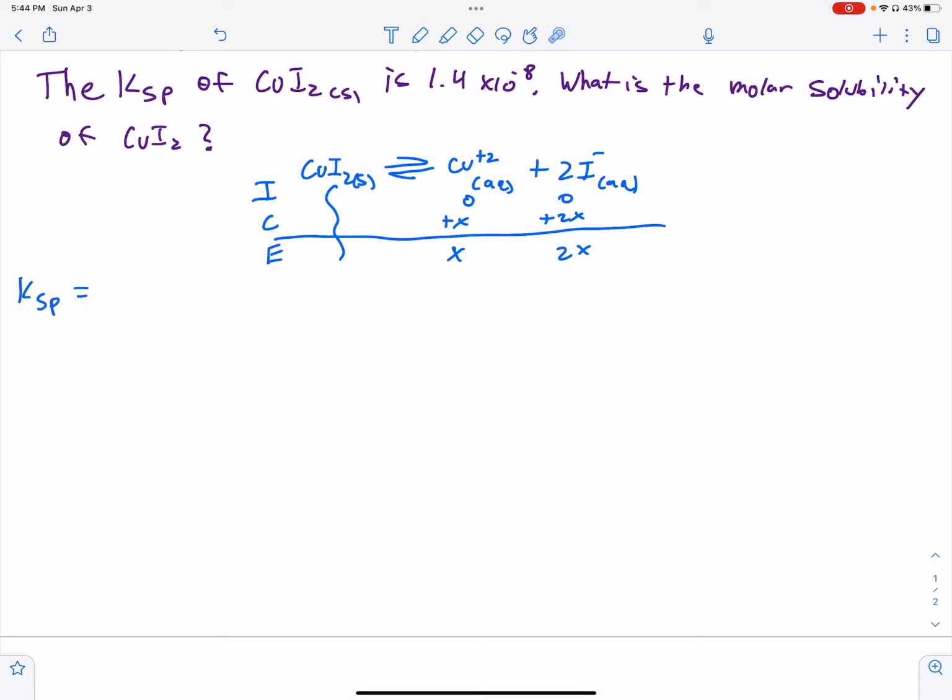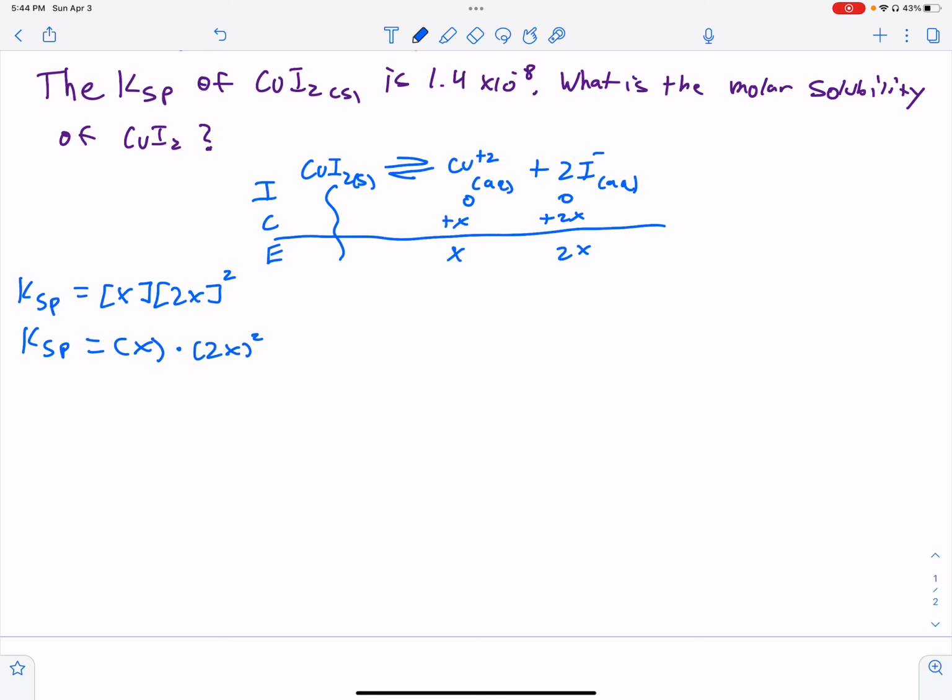I make the Ksp expression. Notice that I have no reactants here, so it's just the products multiplied. So it would be X times 2X. And remember, we square this because of the coefficient of 2, so it contributes to the 2X, and it contributes to being squared. We can rewrite this a little bit nicer without the brackets as X times 2X squared.